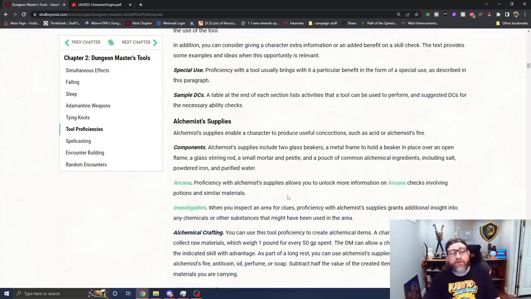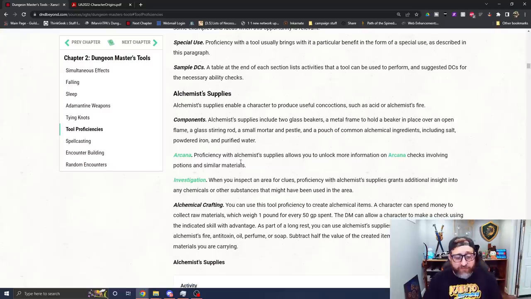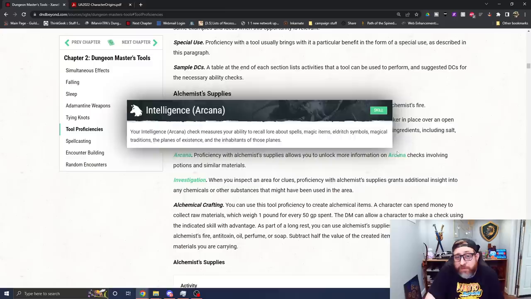Okay, so alchemist supplies, okay? We kind of know what they are, right? They enable the character to produce useful concoctions such as acid or alchemist's fire. Look at this, arcana. Proficiency with alchemist supplies allows you to unlock more information on arcana checks involving potions and similar materials. I just forgot about that. So having both proficiencies is actually super useful.